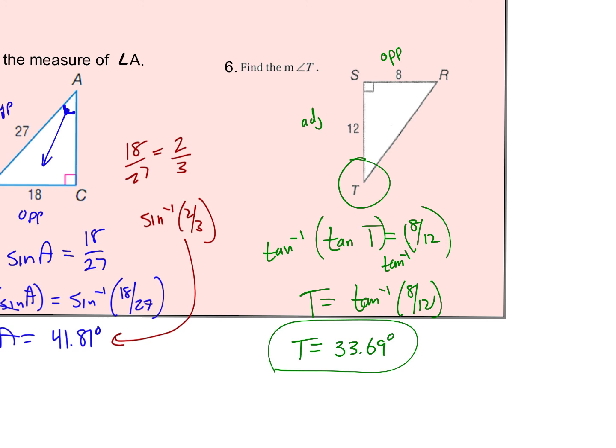And much like we were doing before, I could figure out the remaining angle. I could figure out R pretty easily. I would just take 90 minus that. That would give me R. I could figure out this TR, my hypotenuse, just with Pythagorean theorem. That would give me that answer. And I would have the entire triangle solved there. So be aware that you can figure out the whole triangle with just a few simple steps.